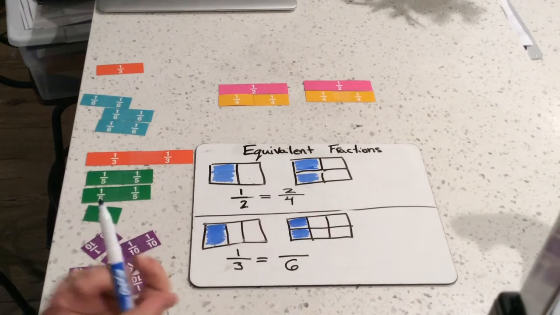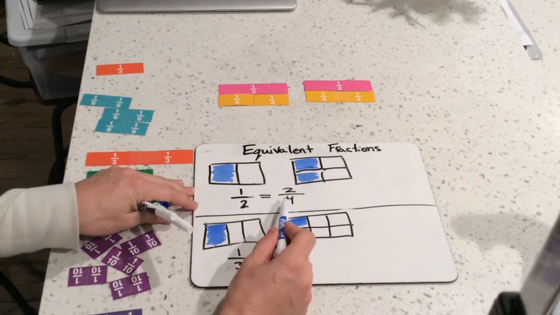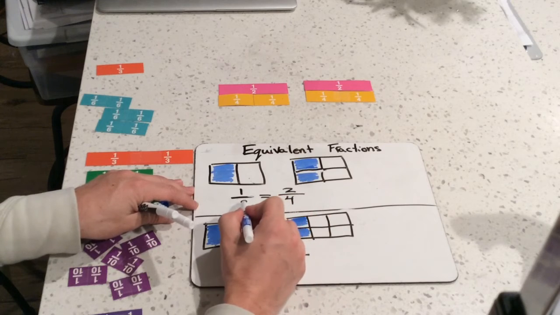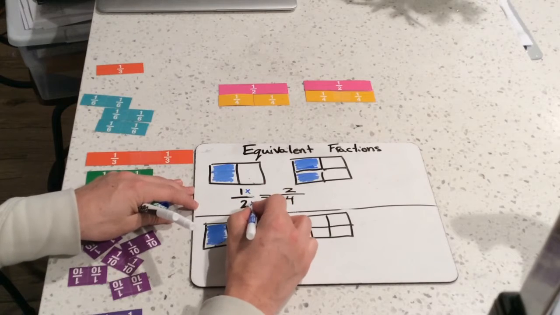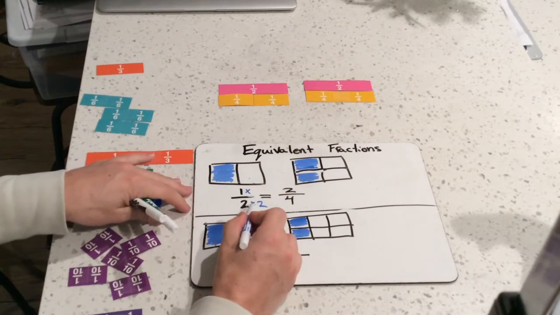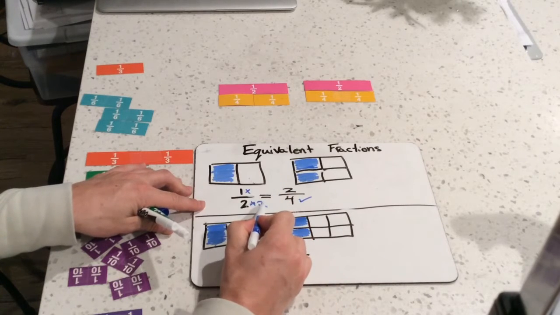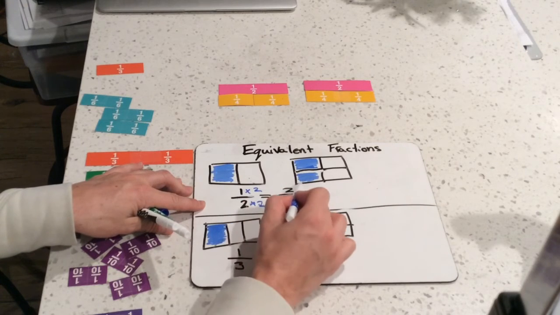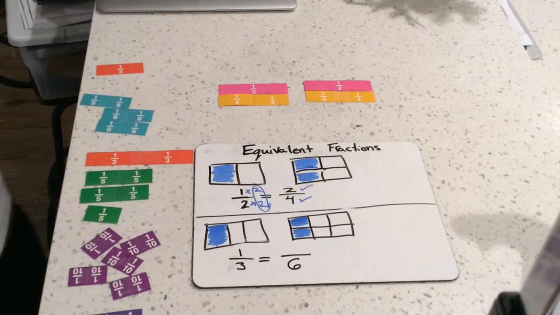So here's how I mathematically prove it. Right now my denominator is 2, and over here the denominator is 4. Again, we're proving that they're equal. So how do I go from 2 to the number 4 using multiplication? I need to multiply by 2. So 2 times 2 is 4. If I multiply by 2 on the denominator, I need to multiply by 2 on the numerator. 1 times 2 is 2. You have to make sure that you're multiplying by the same number top and bottom.